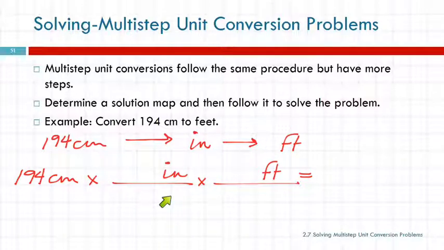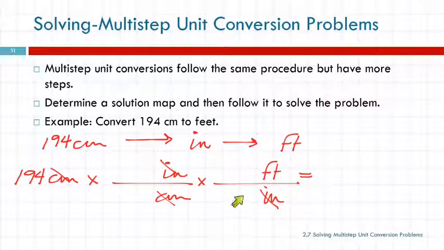What goes in the denominator is the previous unit, because we're trying to get rid of centimeters. So we want to divide by centimeters here, so the centimeters cancel out. In the next fraction, I want to get rid of inches, so I'm going to divide by inches, and the inches cancel out. You see it? Now that all the units are in place, I can put the numbers in.